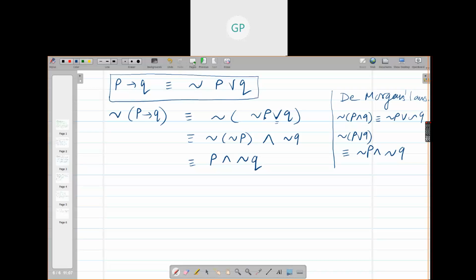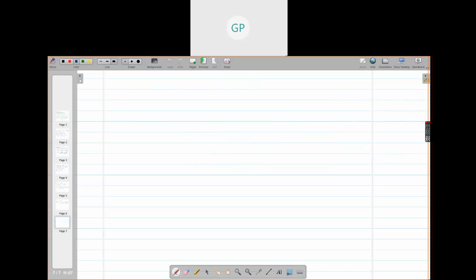Now I am giving you one question. Will you do that? Prove that P if and only if Q is equivalent to P implies Q and Q implies P. You have 5 minutes with you.